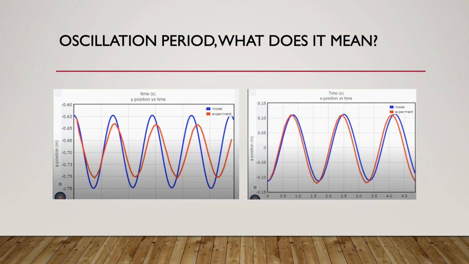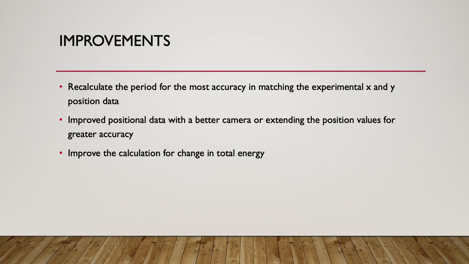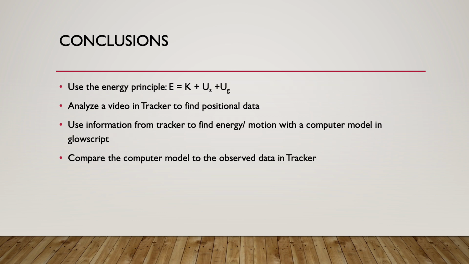The model should have been equally accurate in matching the experimental positions for both the X and Y positions due to the period being the average of the periods calculated from both data sets. However, you can see that the data is slightly better matched in one direction. This could have been due to the fact that we should have recalculated the period for the most accurate results. We could have used a better camera so that the original time frame on Tracker was better, and we could have improved the calculations. In conclusion, we were able to satisfy and improve all of our original goals for this experiment.